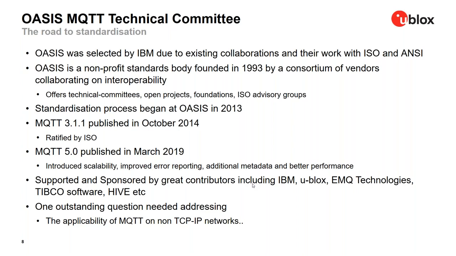So the standardization process of MQTT began at OASIS in 2013, and that resulted in MQTT 3.1.1 being published in October 2014, which was then subsequently ratified by ISO. Work continued after that, and MQTT 5 was published in March 2019. This increment introduced scalability, improved error reporting, additional metadata, and better performance.